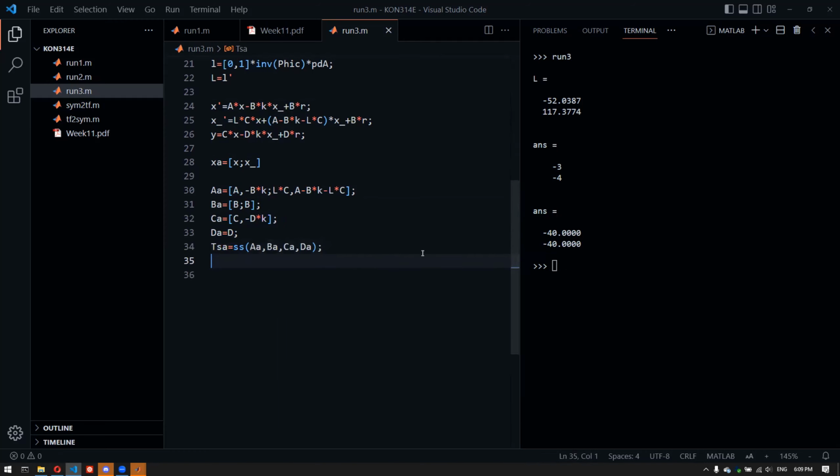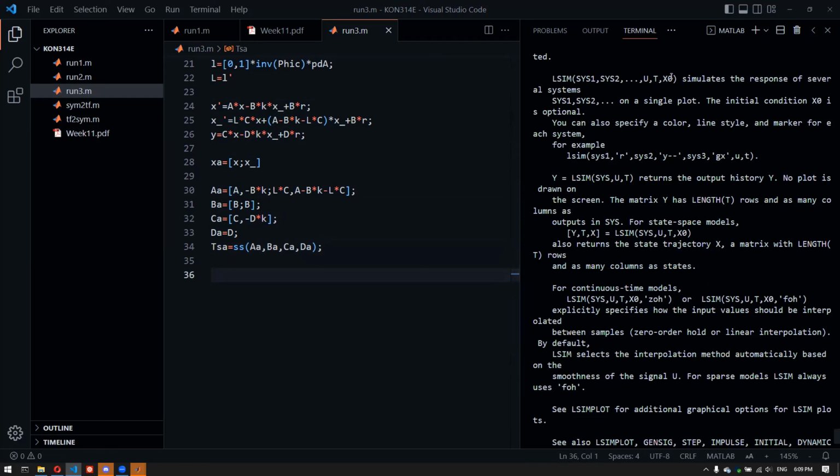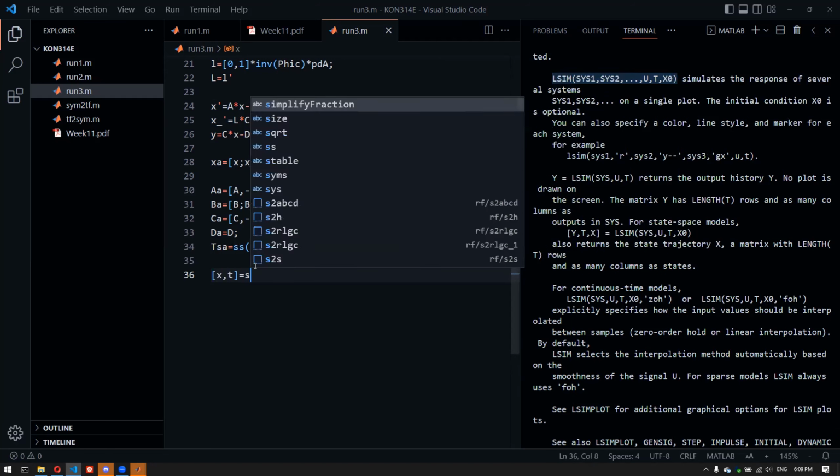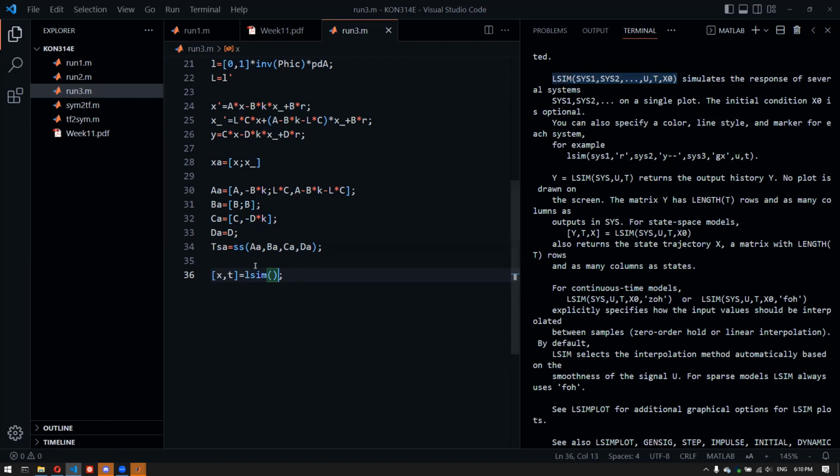You can open up Simulink and just create the whole structure, but I'm going to skip that part and just use it via code. So there's something that we still need to do. Let's look at help LSIM and see if we can, yeah, there we go. We can use LSIM here. So let's do that. It should be XT and then LSIM. And we give it this system here, TSA, and then the input time vector, and then initial conditions.